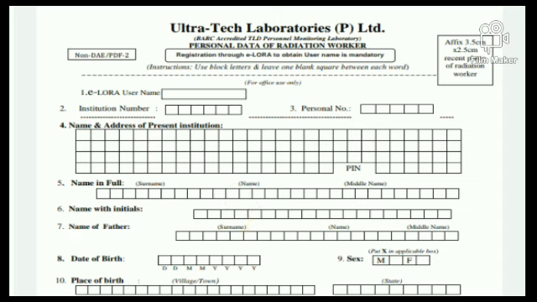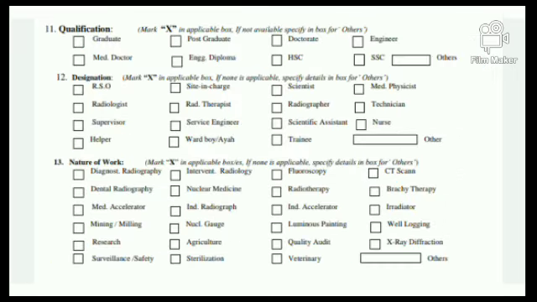Next thing is you have to write about the initials, like what initials you mention. Next you have to mention your father's name, your date of birth, what gender you are, and your place of birth, and mention the state here. Next you have to mention your qualification, if you have done graduation, post graduation, and all these things. Next you have to mention the designation, what's your designation.